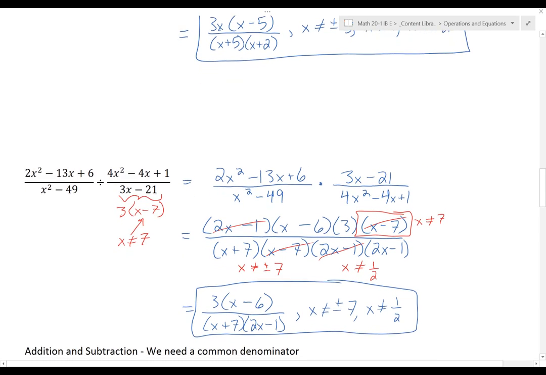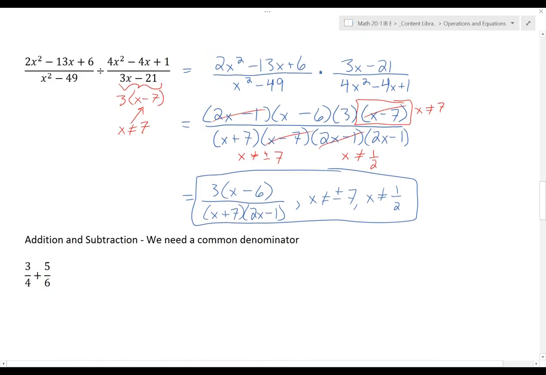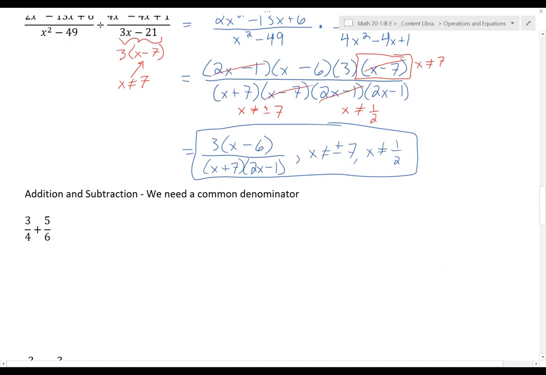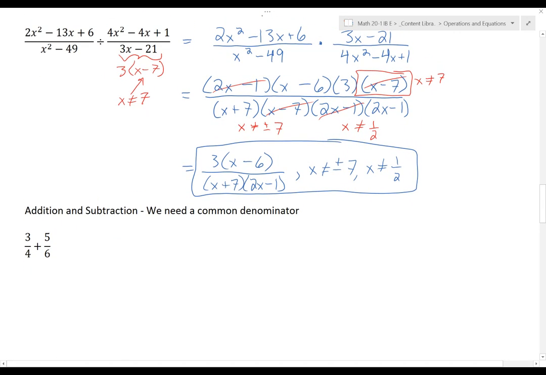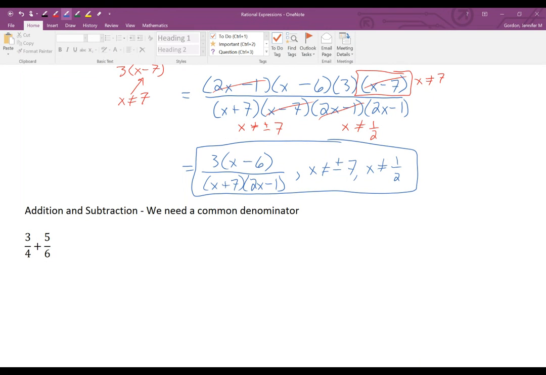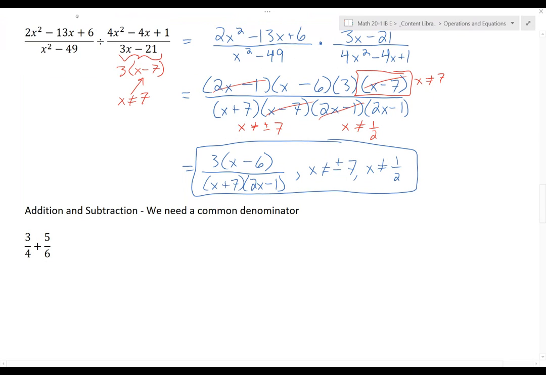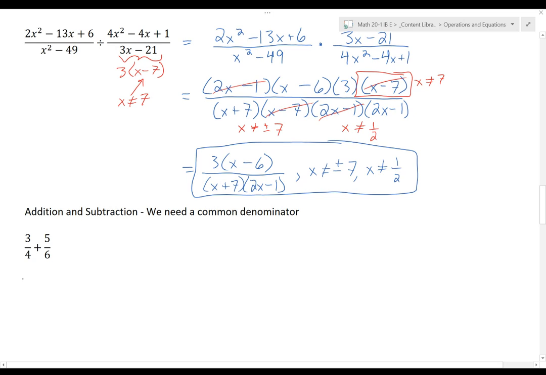All right, like with fractions, addition and subtraction is a more complicated operation. I can't just add, I need a common denominator. And we are going to, for the most part, be looking for the lowest common denominator.